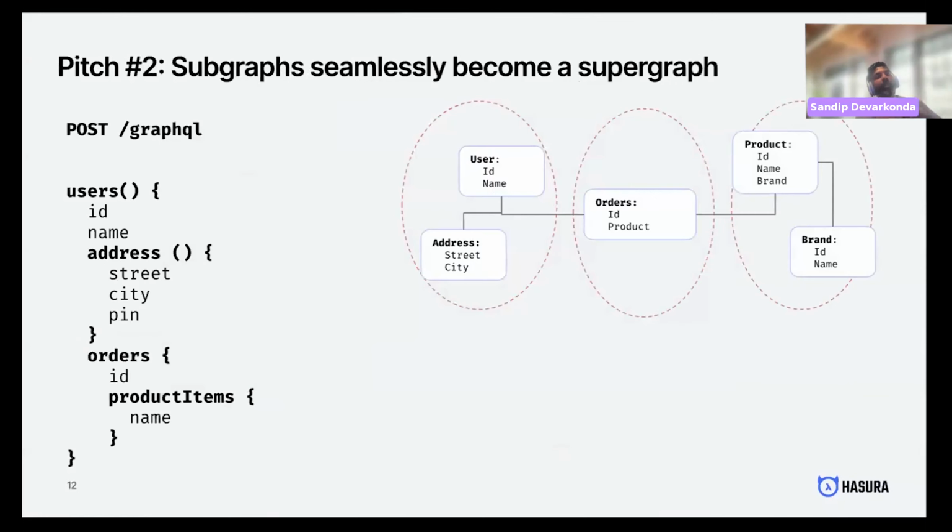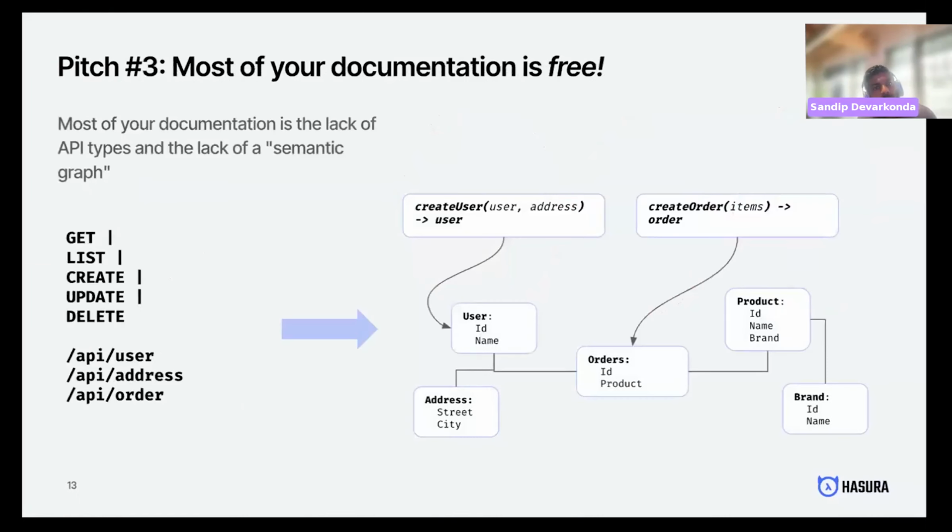And the same concept is extended by composing subgraphs into a supergraph as well, all thanks to being able to describe the types and how these types are related to each other. All of it should be configuration. Nobody needs to write code to expose the semantics and then implement the semantics of these relationships. So that's pitch number two.